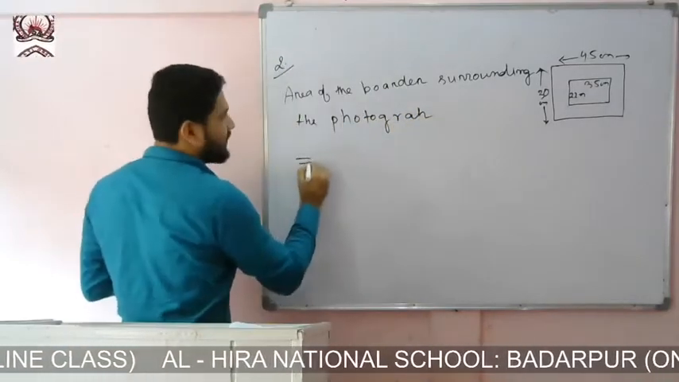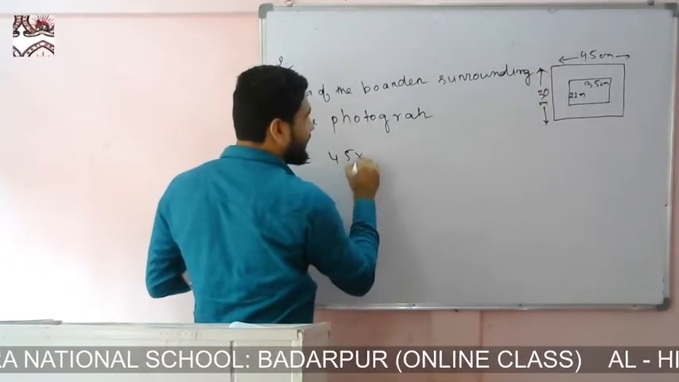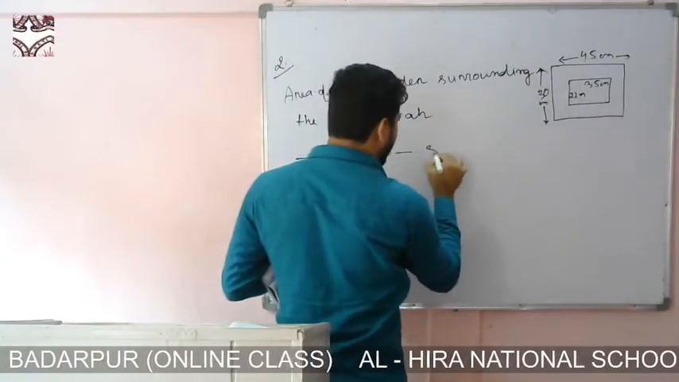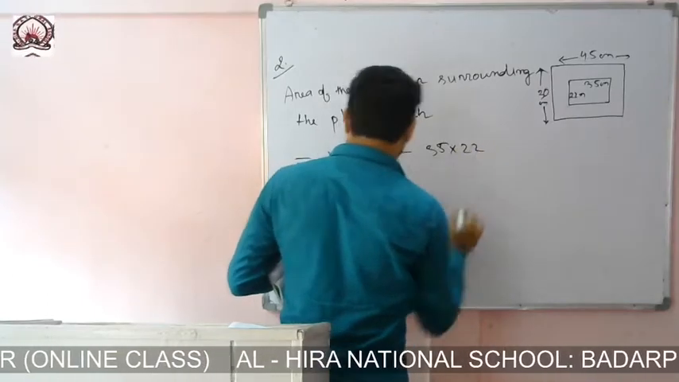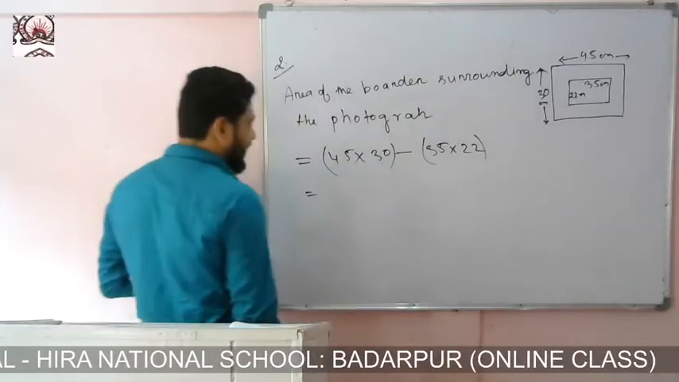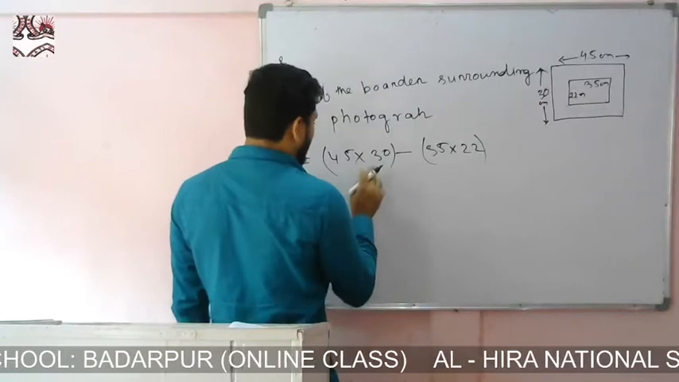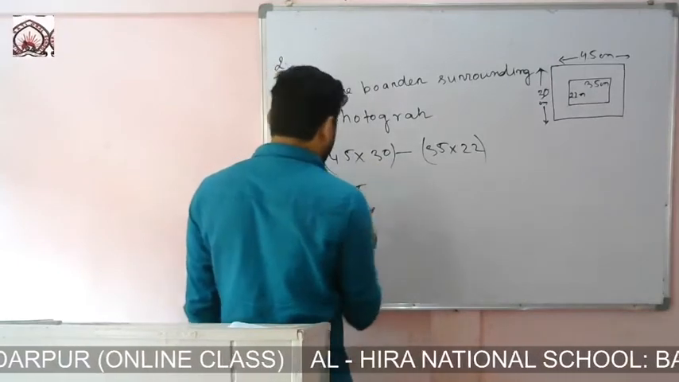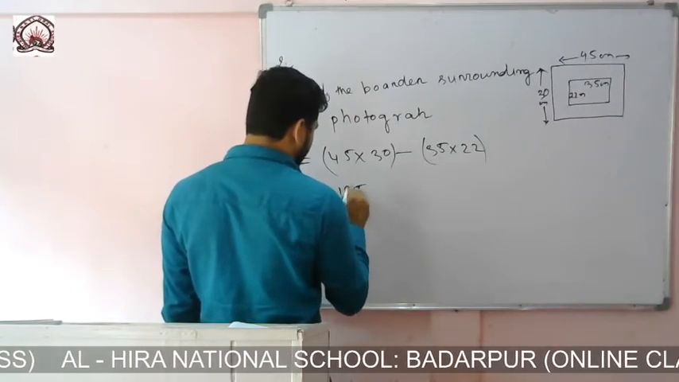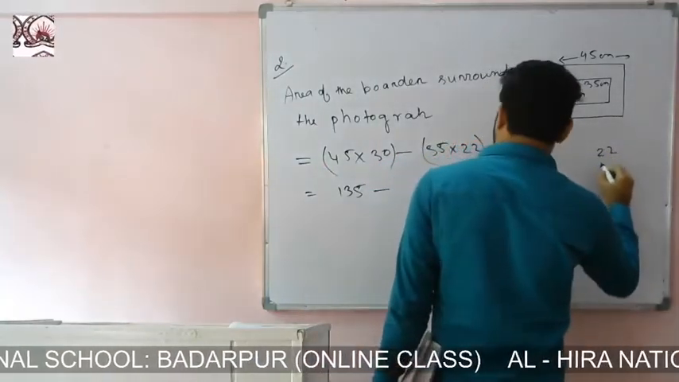Will be what? Length into breadth, area of the bigger rectangle minus area of the photo. That is 35 into 22. As we subtract, then we'll get the answer. So 5 threes are 15, 4 threes are 12 and 1 is 13. Minus, let us check, 22 into 35.